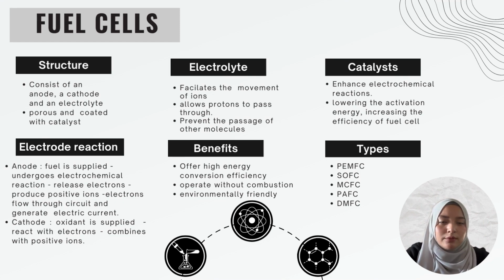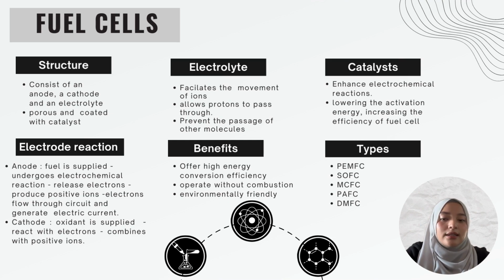As for the structure, fuel cells consist of several key components. These include anode and cathode electrodes separated by an electrolyte. The electrodes are typically porous to allow for the flow of gases, and they are often coated with catalysts to facilitate the electrode reactions.